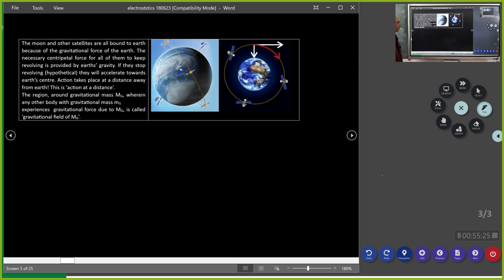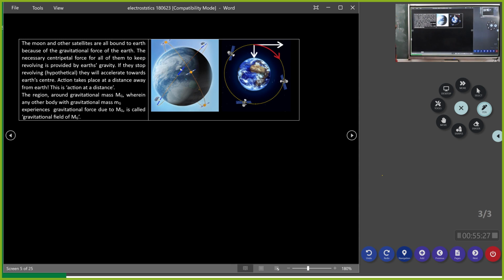Now you see. Please read this. The moon and other satellites are bound to Earth because of gravitational force to Earth. The necessary centripetal force for all of them to keep revolving is provided by Earth's gravity. If they stop revolving, hypothetically, then they will accelerate towards Earth.